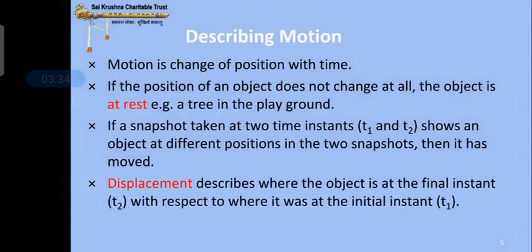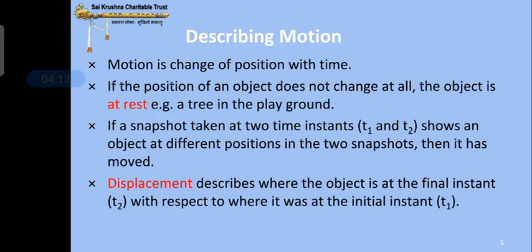Next, describing motion. So motion means what? Motion is change of position with respect to time. So if an object is moving from one place to another place in some time duration, then the object is said to be in motion. Okay, so if the position of an object does not change at all, then the object is at rest. For example, let's take a time like 3:05. From 3:05 to 3:30, if any object does not move, then the object is said to be at rest.